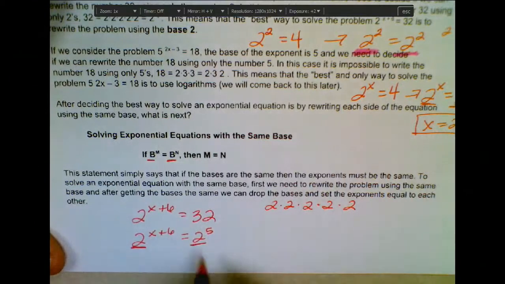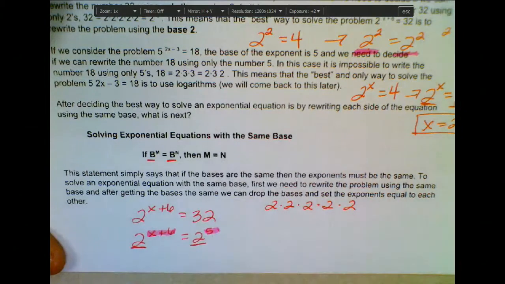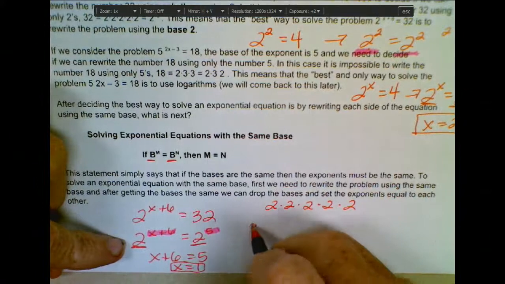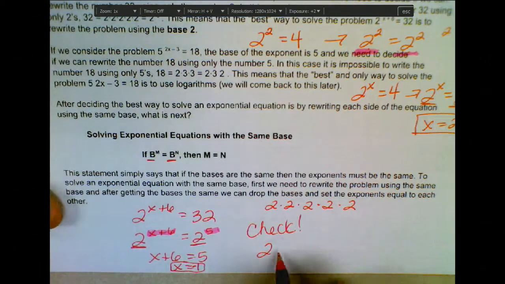Once I know I've got the same base, I also know that x plus 6 and 5 must have the same value. So I can set those equal to each other and solve. So x equals 1. Go back and check yourself. Let's double check our work. Okay. 2. I'm sorry, that should be -1, shouldn't it? They're probably yelling at me over the computer. Okay. 2 to the -1 plus 6 equals 2 to the 5th. Well, what's -1 plus 6? 5 equals 2 to the 5th. Those are equal. It checks out.